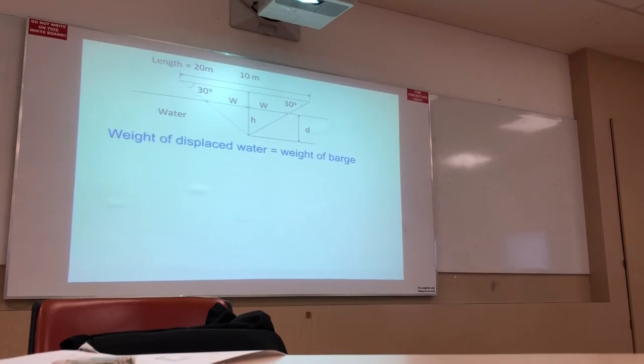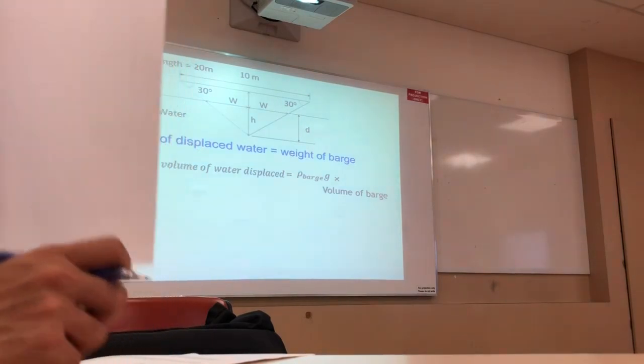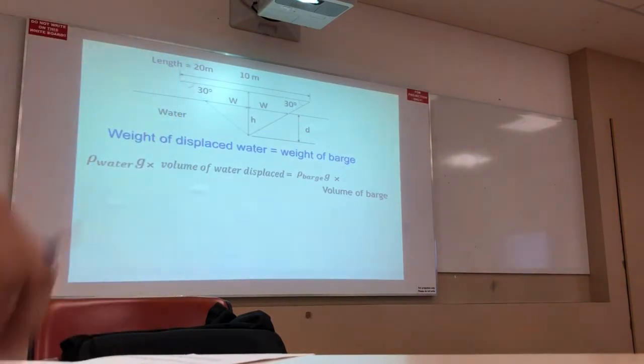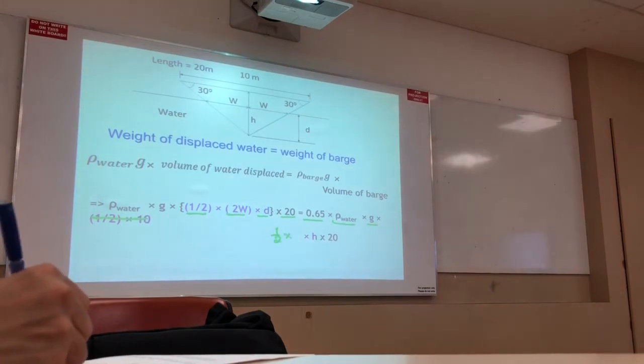In the next slide I show you the calculation. I can write rho of water times the volume of water displaced equals rho of barrage, G, volume of barrage. Then I can write rho of water times G, half times 2W times D times 20, right? Equals 0.65 rho of water G times half times 10 times H times 20.